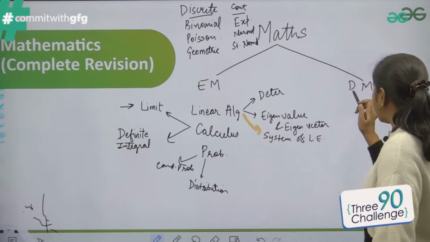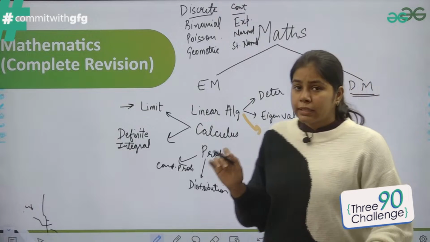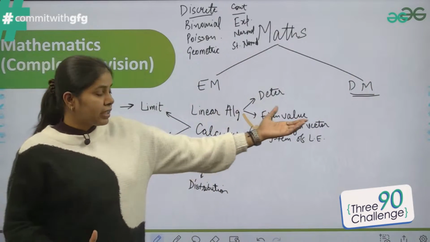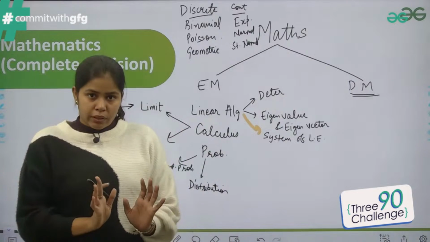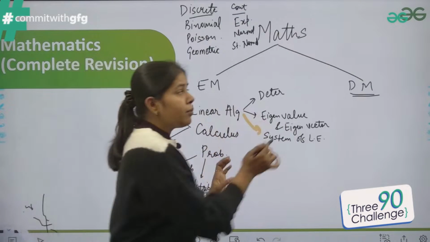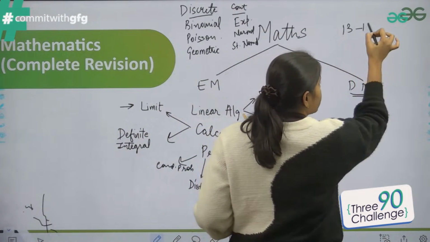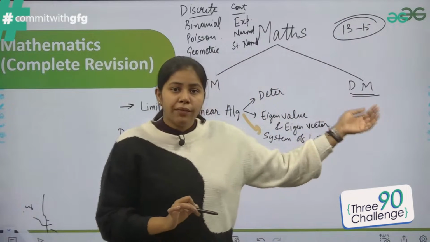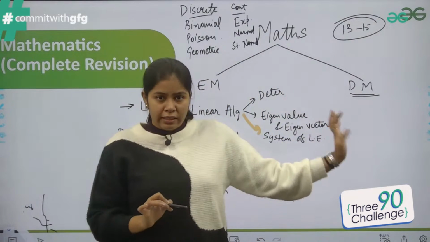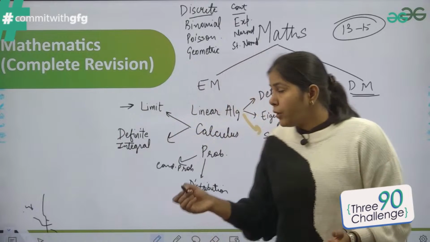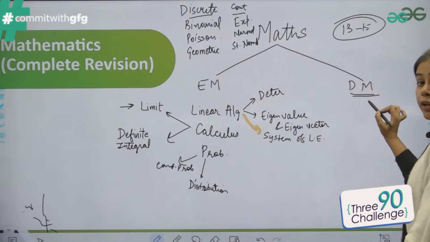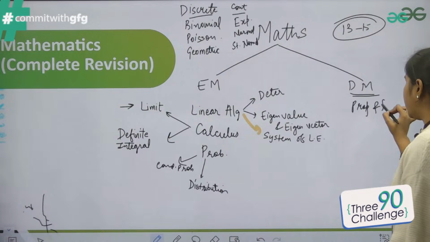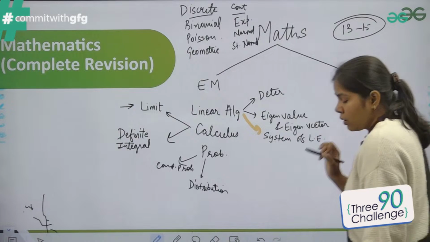Now next we have discrete mathematics. Discrete mathematics is one of the most weighted subjects in your GATE computer science, right? If I talk about EM and DM, around 13 to 15 marks are from mathematics, out of which you have 8 to 9 marks from discrete mathematics. Now if I talk about discrete mathematics, first of all we have propositional and first order logic.